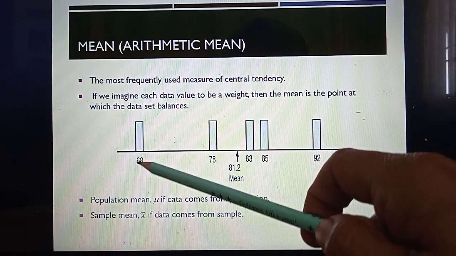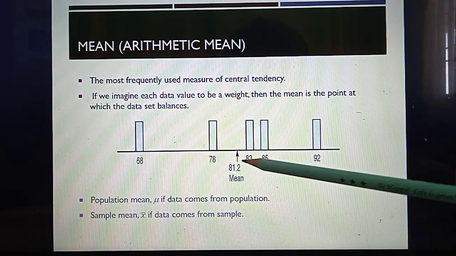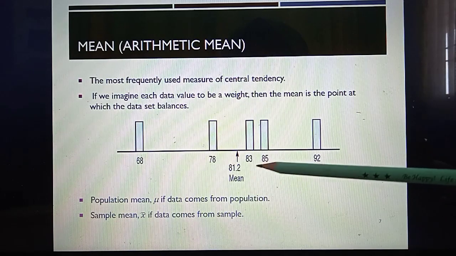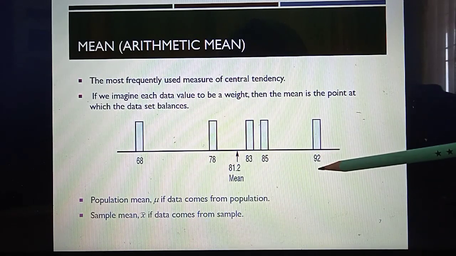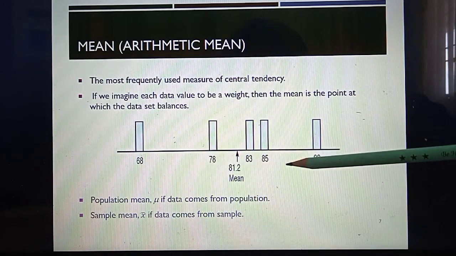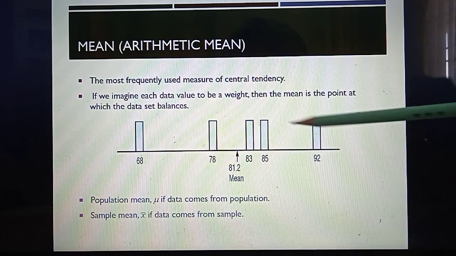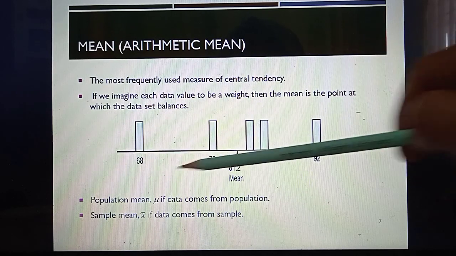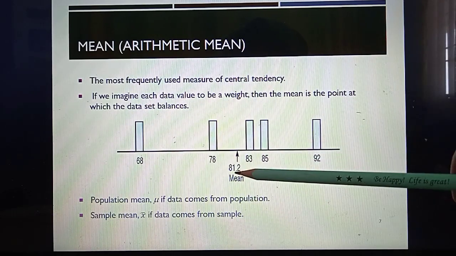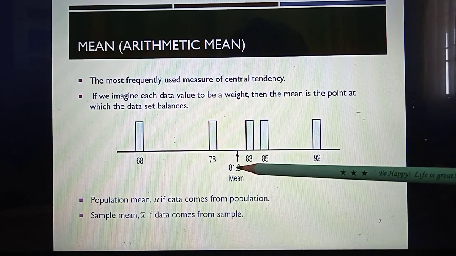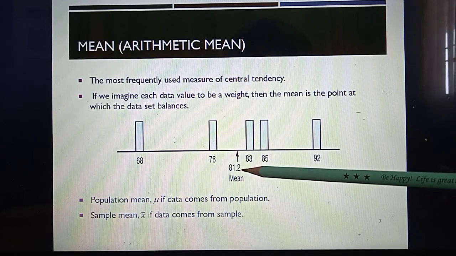So the marks are 68 plus 78 plus 83 plus 85 plus 92, and then divide by how many data? Divide by 1, 2, 3, 4, 5. So the total of these numbers divided by 5 will give us the mean, which is 81.2.